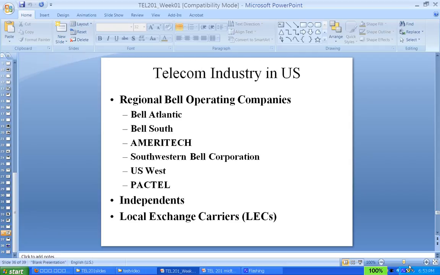And here is some general history about the telecom industry in the US. The Regional Bell Companies used to be a big AT&T, but later, after the Telecom Act, they were broken up into several baby Bell companies. But you can see that they gradually merged again, becoming larger companies.